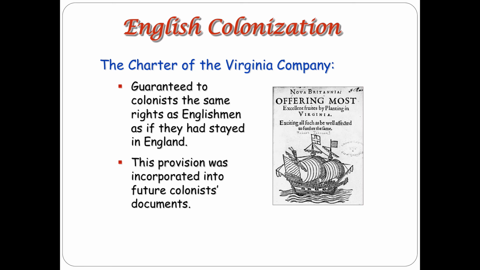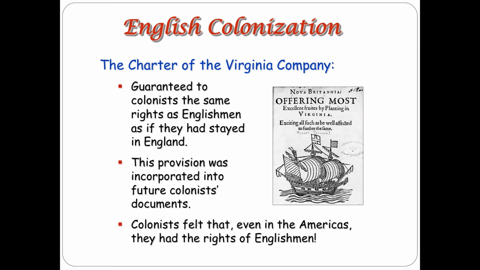This provision, though, was incorporated into the documents, the charters, of all the other colonies that eventually will emerge as well. They will promise them the rights of an Englishman. But this won't really happen the way that they're promised. Colonists will feel that even in the Americas they had the rights of Englishmen, but as you'll come to see over the next several generations, these rights that they thought they had will not really happen.